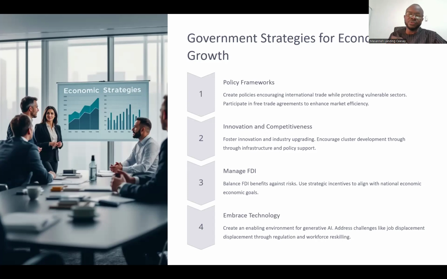So you can use strategic incentives to align national economic goals with the ambition of the investor. And technology needs to be embraced. That goes without saying, because in the absence of it, all these things will not work, because whether countries like it or not, technology is evolving and the world is adapting to technology. So for countries to be able to lead, they need to embrace technology, and that way they can benefit.